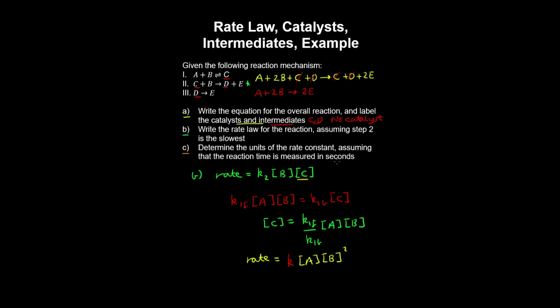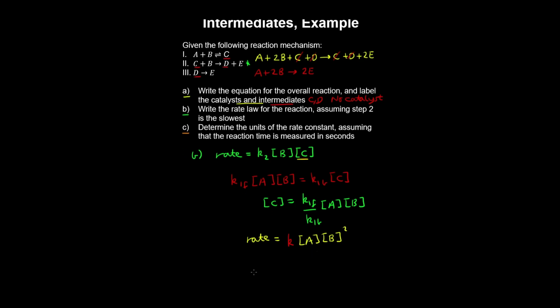Now in part C, we're asked to determine the units of the rate constant. So using dimensional analysis on the rate law, molar cancels, and then if we divide through by molar squared, the units of the rate constant are molar to the -2 by seconds to the -1.